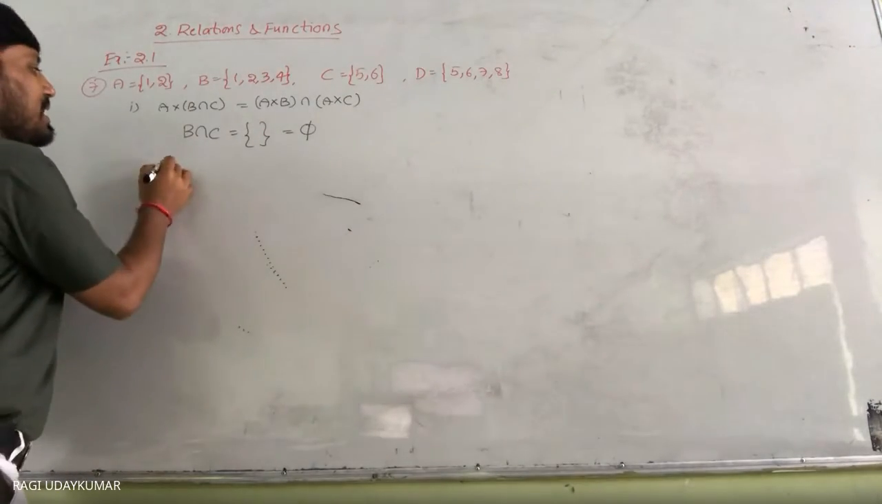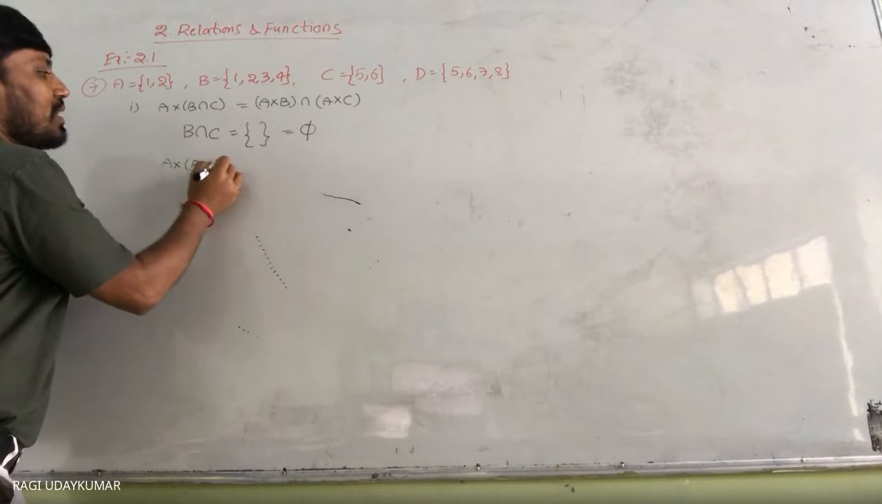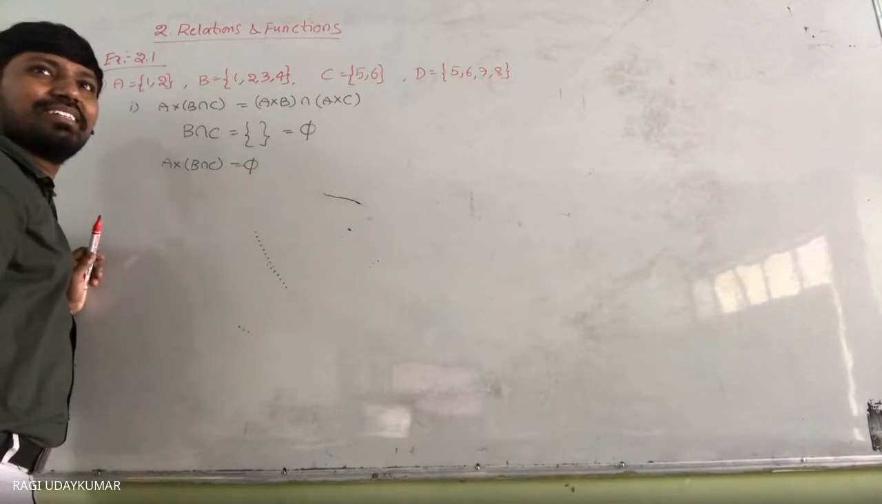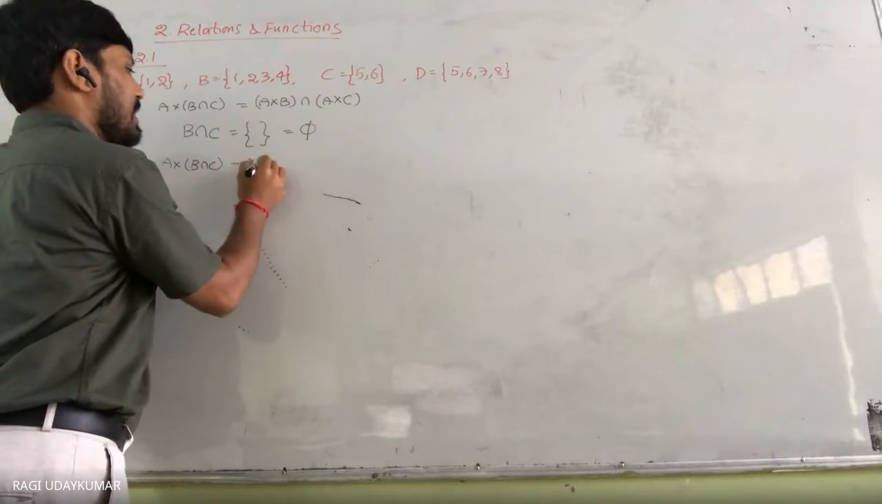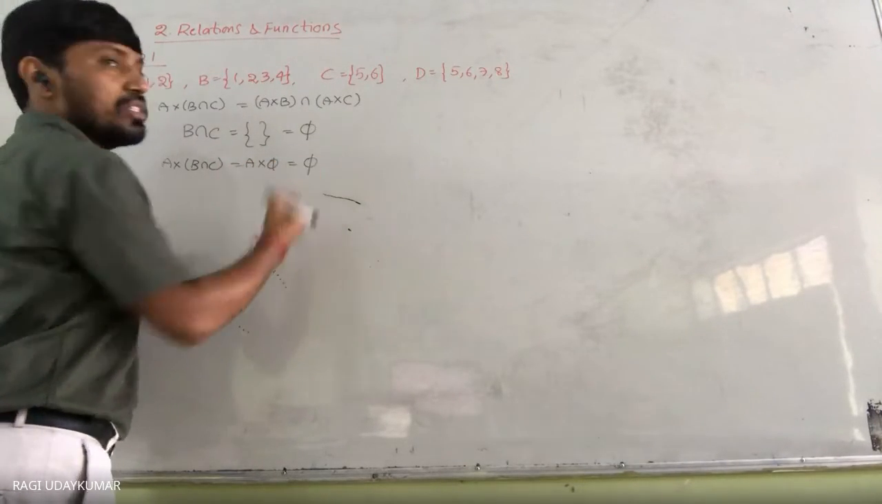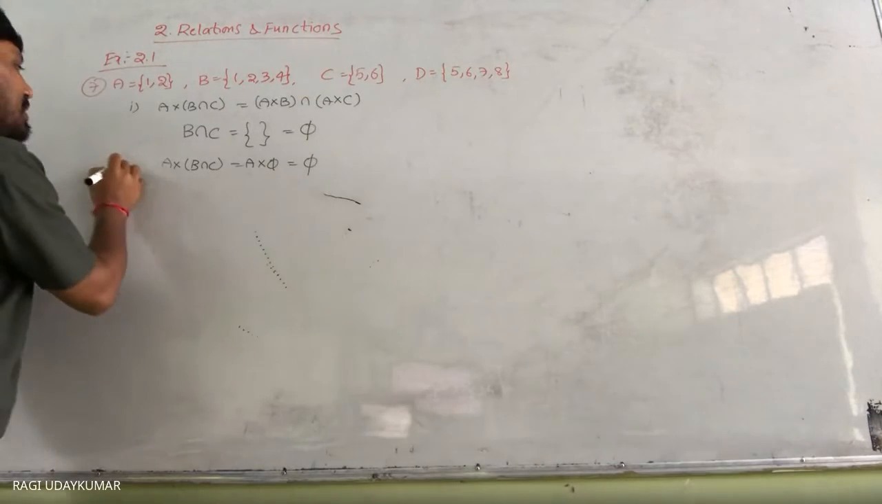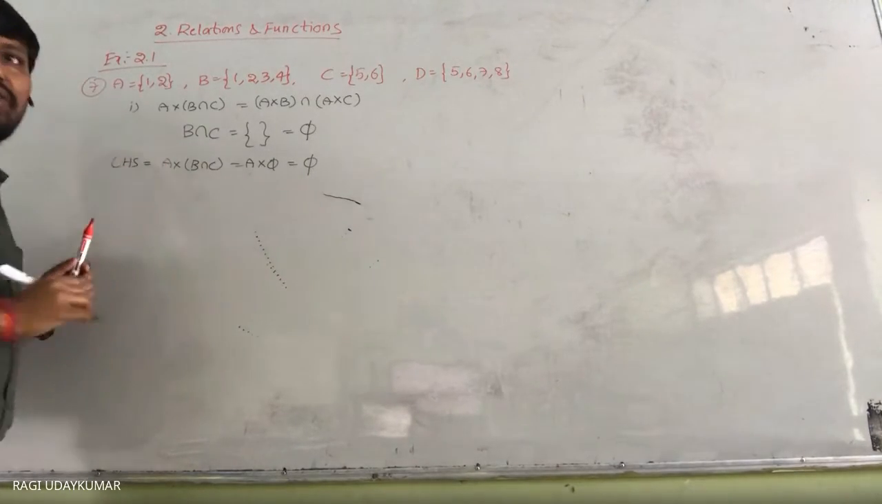Okay. Now what will A cross (B intersection C) be? This is also an empty set, because B intersection C is an empty set. A cross empty set is equal to empty set. So this is the LHS. LHS is an empty set.